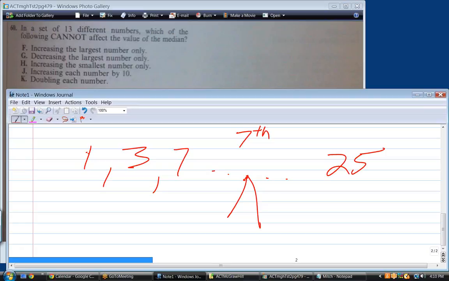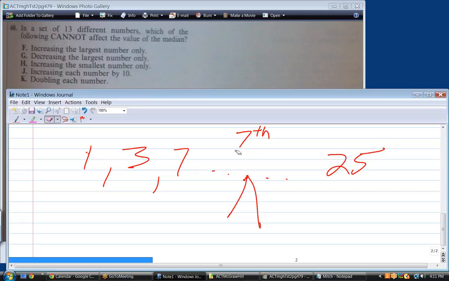But let's go through each one of them, because I'm a little puzzled. It seems like J and K shouldn't affect it either. But decreasing the largest number only, why is that not the answer? Notice that if I were to decrease this 25 down to 2, it changes the position of the 7th number. Yeah. So decreasing the largest number only could change the median. Increasing the smallest number, same thing. If I make this 1 a 26, then that changes the position of the 7th number.